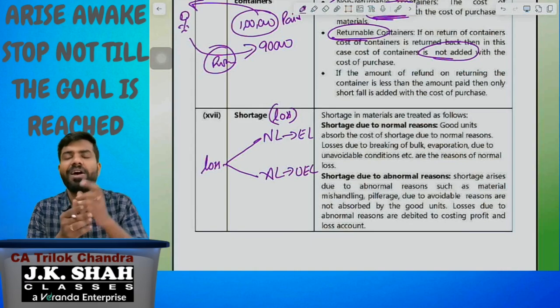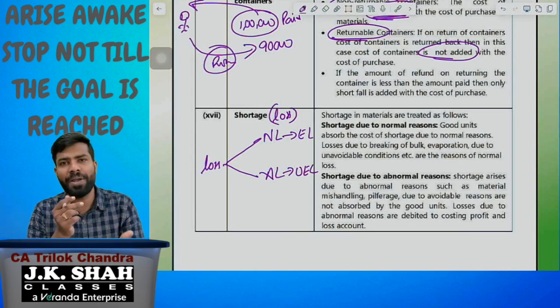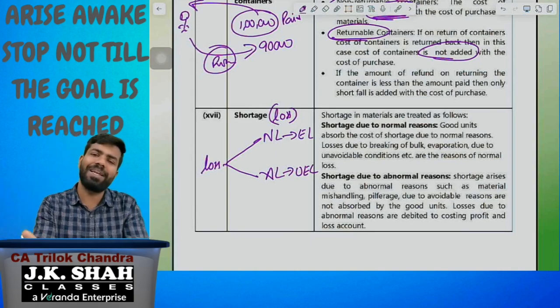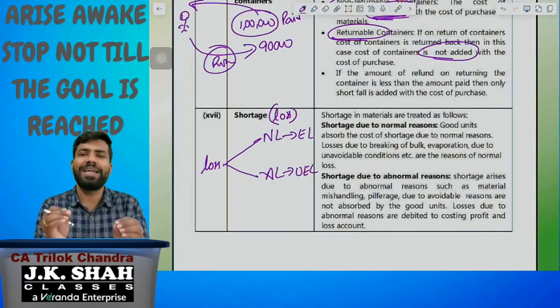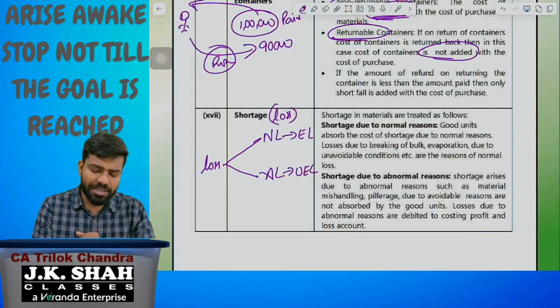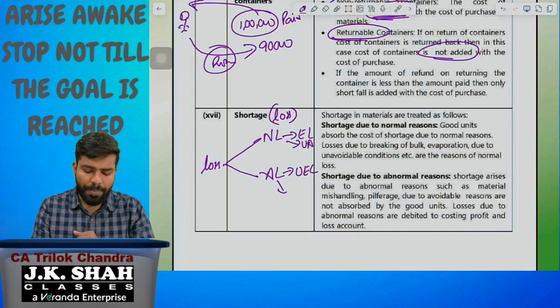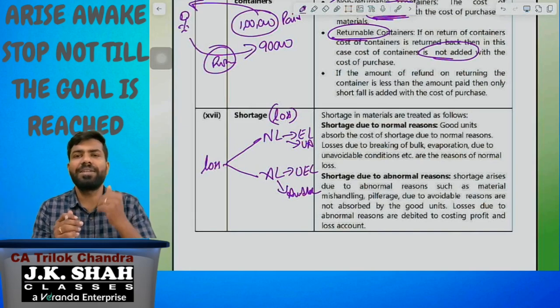Are you understanding? Losses are of two types: normal loss and abnormal loss. Normal loss means expected loss. Abnormal loss means unexpected loss. Please understand, normal loss is unavoidable. Abnormal loss is avoidable. So this is about normal loss and abnormal loss.